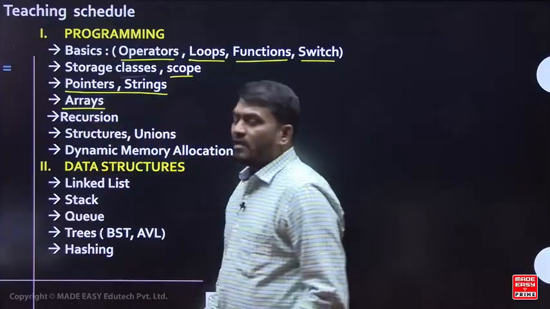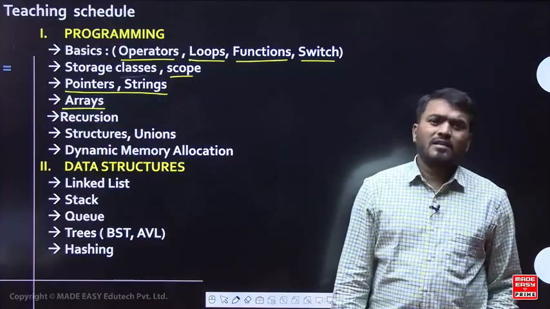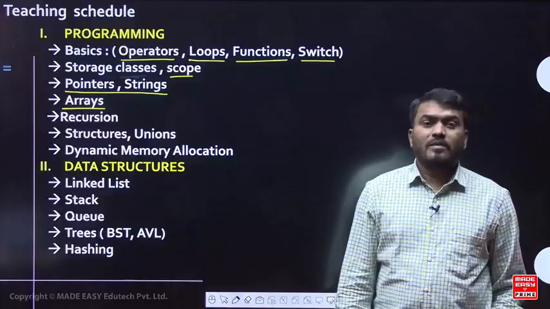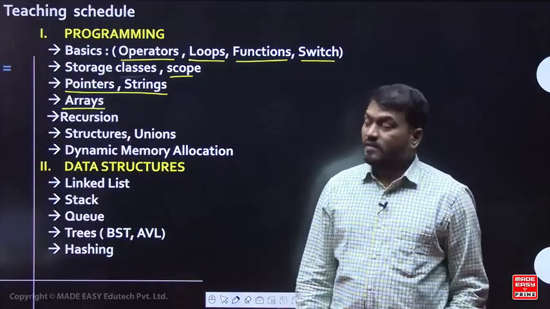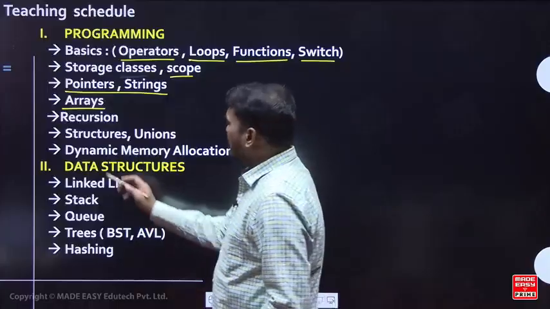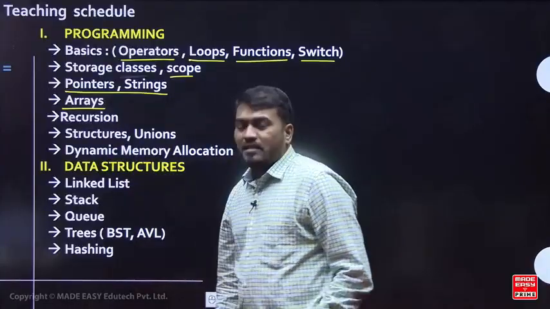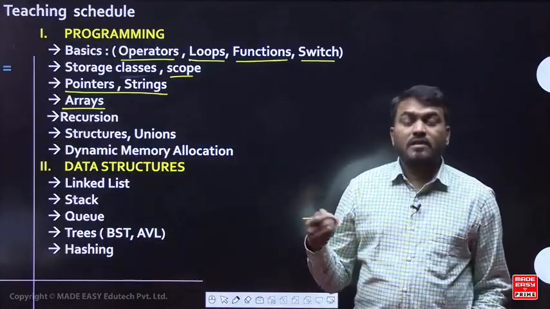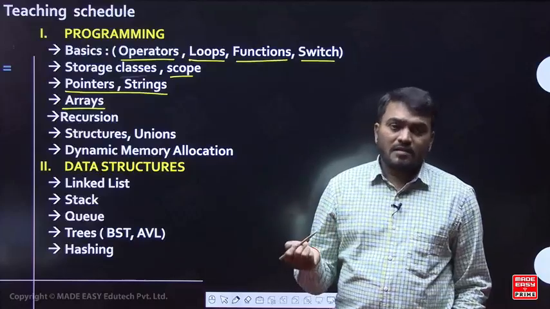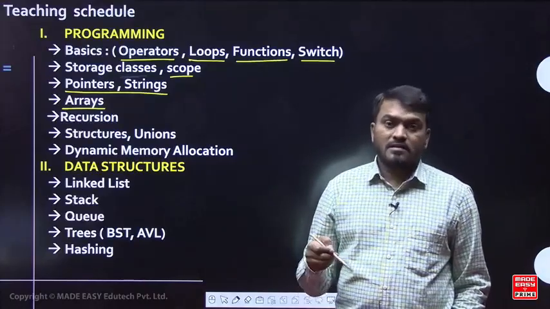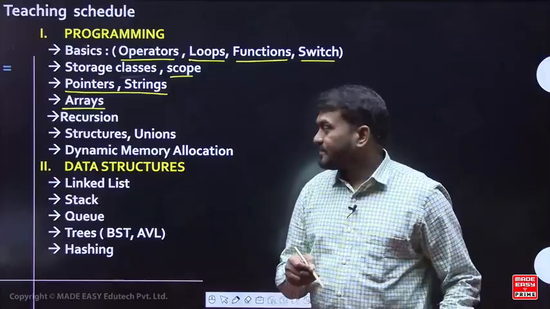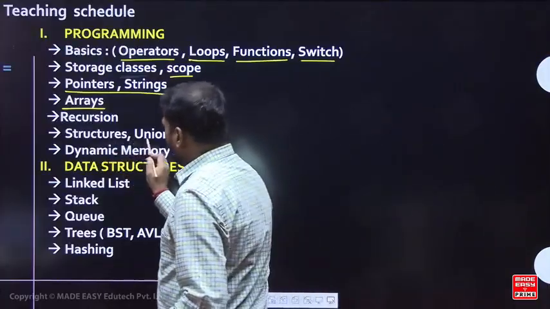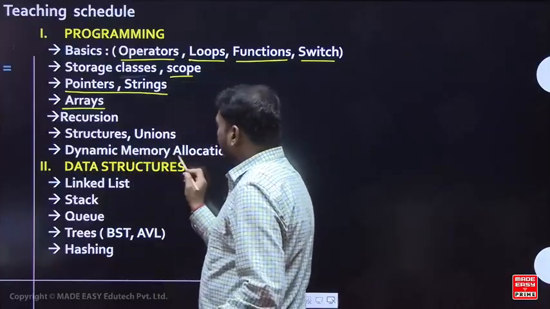Next we will study arrays. In arrays we will study 1D array, 2D array, 3D array, row major order, column major order, lower triangular matrix, everything in detail. And next we will study recursion. In recursion we will study the various types available, like tail recursion, non-tail recursion, indirect recursion and nested recursion.